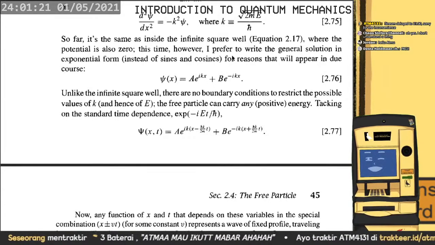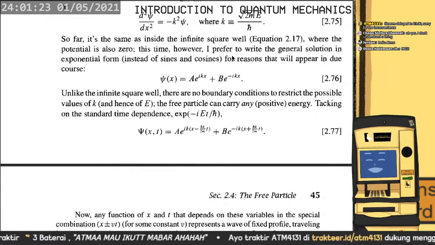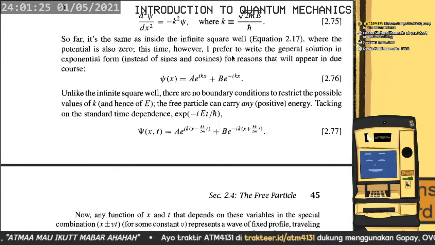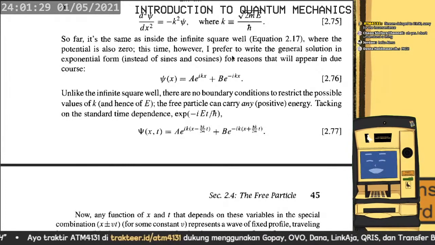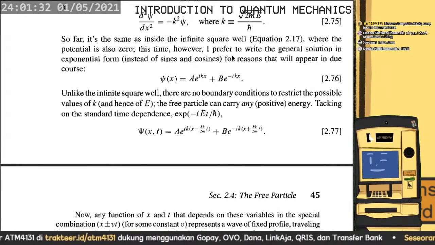Unlike the infinite square well, there are no boundary conditions to restrict the possible values of k and hence of E. The free particle can carry any positive energy, taking on the standard time dependence.